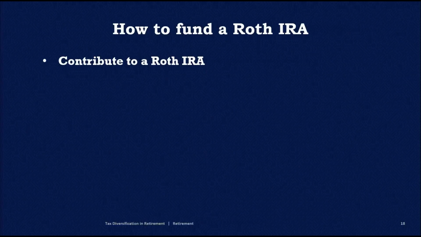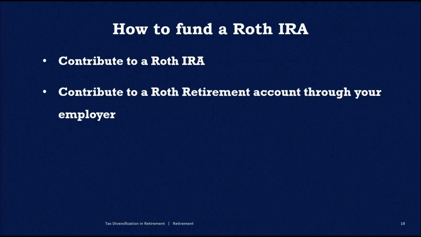There are also income limits and contribution limits. So they only let you put in a certain amount. And if you make over a certain amount of money, you can't put money in. Now, there are some workarounds to the income limits. We call it a backdoor Roth. Again, I'm not going to have time to go into that today, but if you think that is your situation, that you make too much to put money into a Roth, then reach out and we'll walk through how the backdoor Roth works. You can contribute to a Roth retirement account through your employer if they have one available.